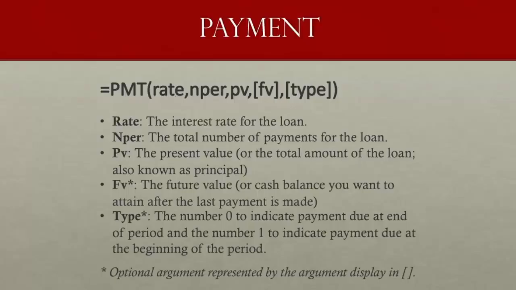FV and type are both optional arguments, but for your own information, FV is the future value or cash balance you want to attain after the last payment is made for the loan, and type determines whether you're going to pay at the beginning of a period or at the end of a period. These two optional arguments we will not cover in this class.